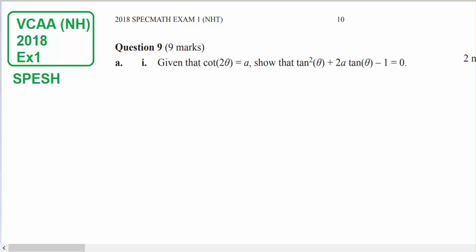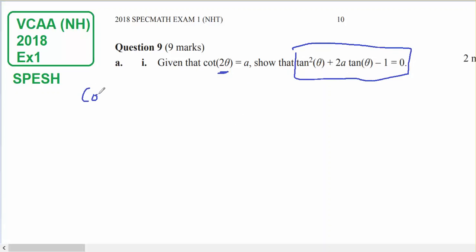This is for Specialist Maths. It comes out of VCAA NH Northern Hemisphere 2018, question number 9 from exam 1. So I've got a double angle formula here, and I've got to show that this is the case.